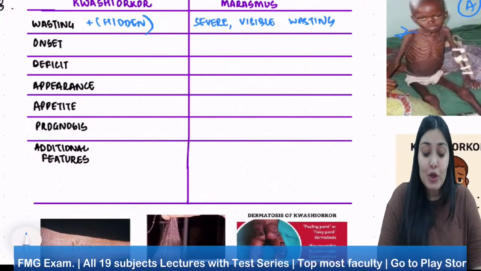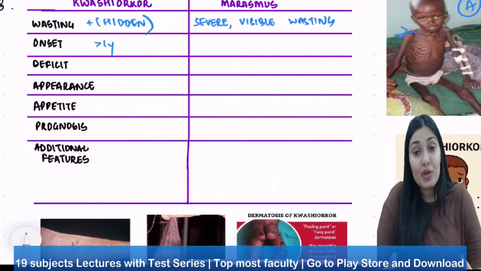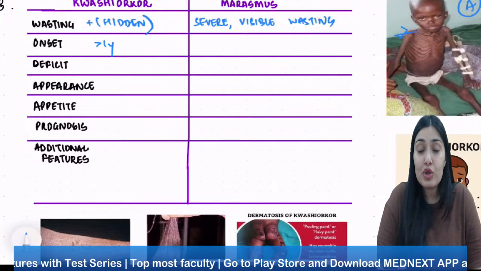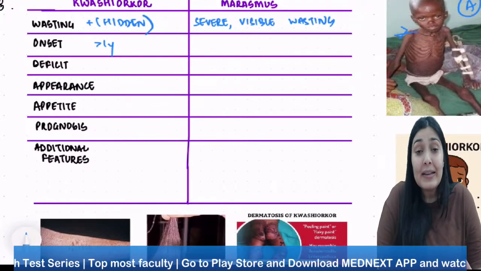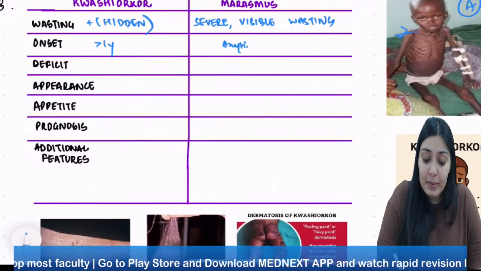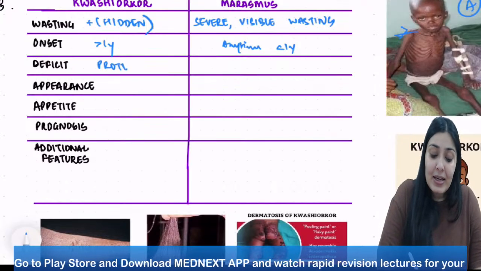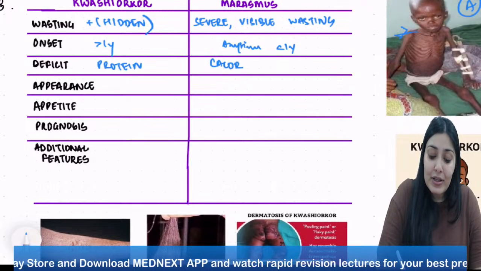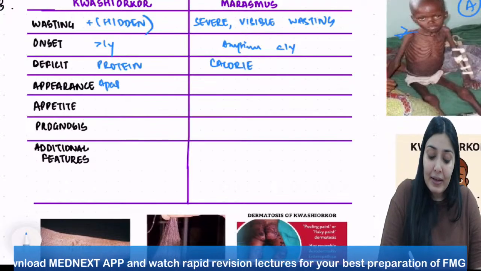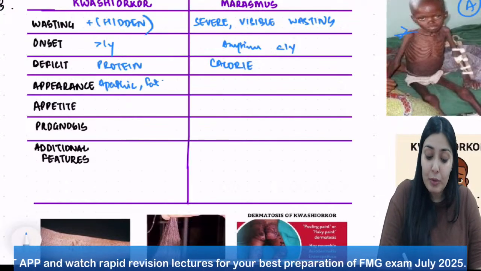What about the onset? Usually kwashiorkor onset is after 1 year of age, when the diet is changed from a milk-based diet, that is the mother's diet or a protein-rich diet, to a protein deficit, carbohydrate-rich diet. Whereas marasmus can happen anytime, less than 1 year also. The main deficit here is the protein deficit, whereas here the main deficit is calorie deficit. What is the appearance over here? In kwashiorkor, the baby is very apathetic. Such an edematous baby is also known as a sugar baby.